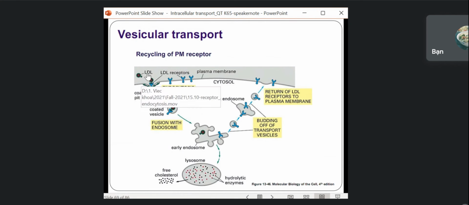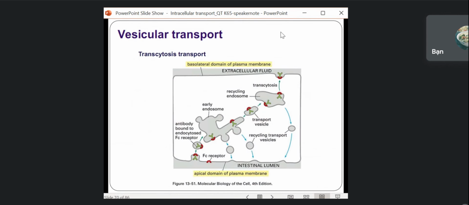So you see, LDL can be transported by the receptor, by the binding of this molecule to its corresponding receptor on the plasma membrane. For the example of transcytosis transport, that means the change in the localization of the receptor. In this case, it is an example of the transport of the Fc receptor. Fc is one part of the antibody.